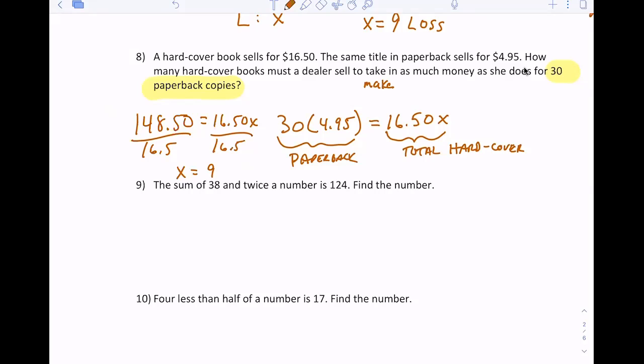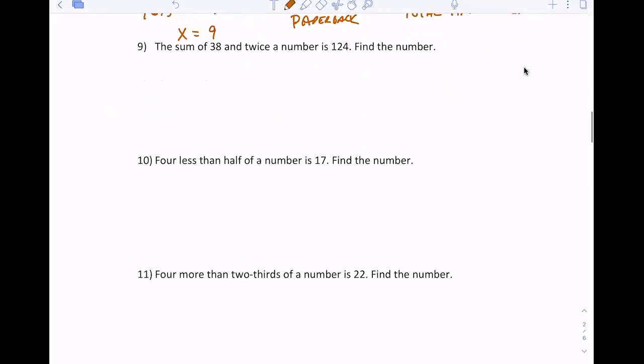Next. Here we go. The sum. What does sum mean? Addition. Adding. We must be adding two things together. What are we adding together? 38 and twice what? 2x. 2x equals 124. Beautiful. All right. So let's go.